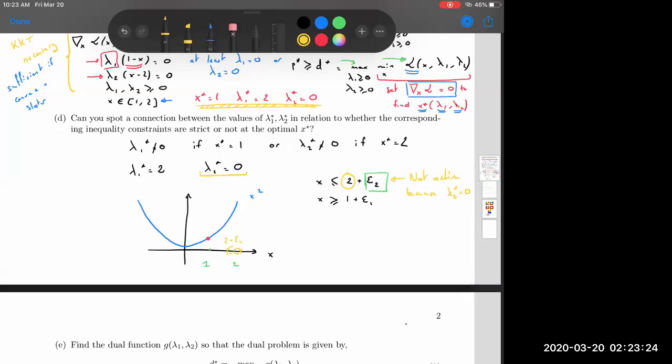But now if you move a little bit the constraint at x should be greater than 1. If you move it here or here, then it will move your optimal point. And here's something which is funny. It will actually move your optimal point by epsilon times the slope of the tangent at 1. And the slope of the tangent of x squared at 1 is actually equal to 2.